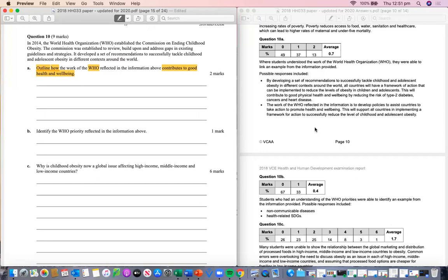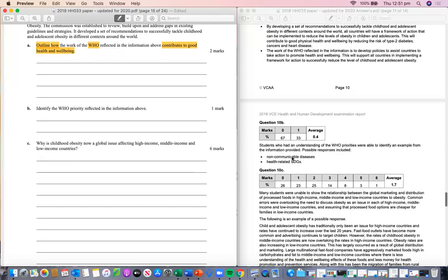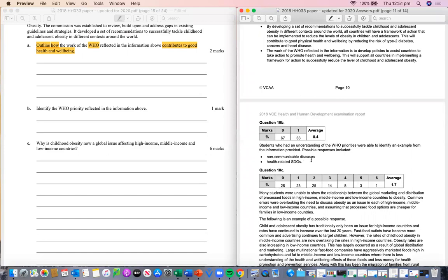All right. 10B: identify a WHO priority reflected in the information above. Nice and simple, that question there. Many people weren't able to actually answer it though. So one thing you could state is non-communicable diseases and health-related SDGs, for 1 mark.